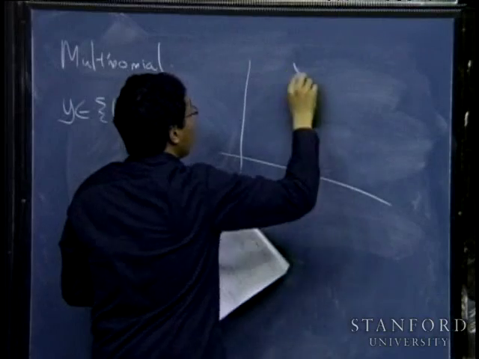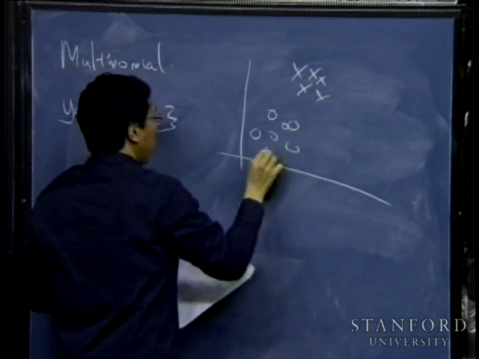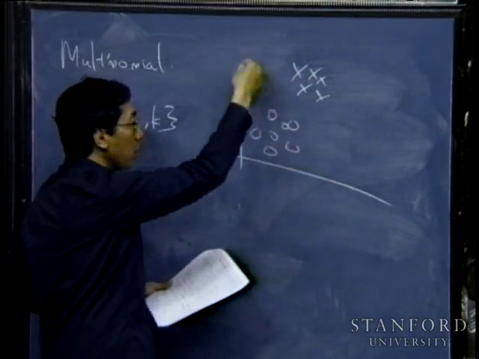And eventually, for logistic regression, I had pictures like these, where you have a training set and you find a decision boundary that separates them.